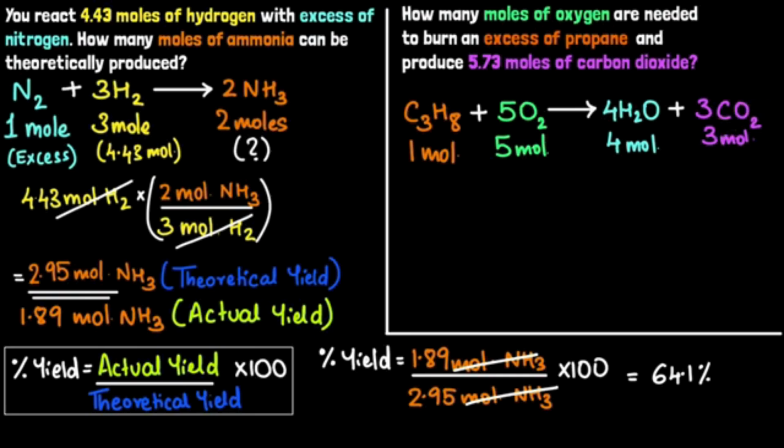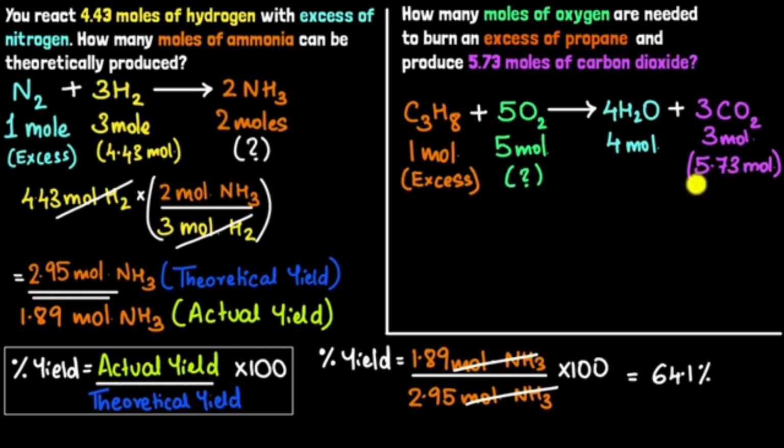And what are we given? We are given that there's excess of propane, so I don't have to worry about propane. I have to now figure out how many moles of oxygen I have used up in this particular reaction to get 5.73 moles of carbon dioxide. So this time I'm given the amount of products and I need to figure out the amount of reactant. Does that change anything? No, because it doesn't matter whether we are given the reactants or the products. The whole idea is to come up with a conversion factor, and you convert from one thing that's given to another thing that we need to find out.